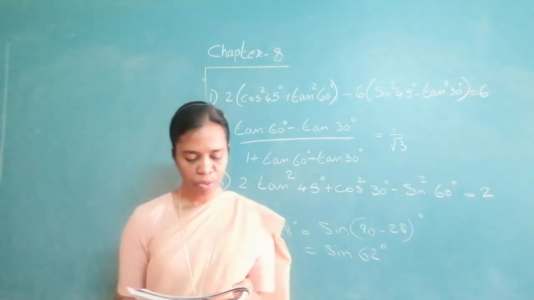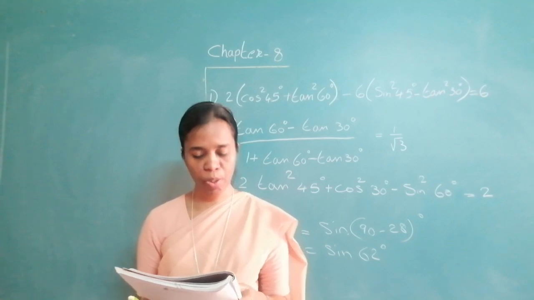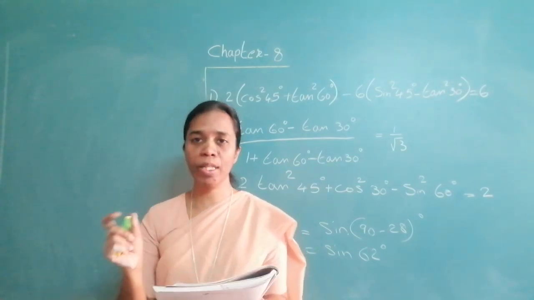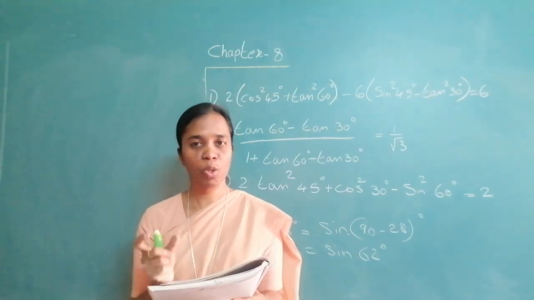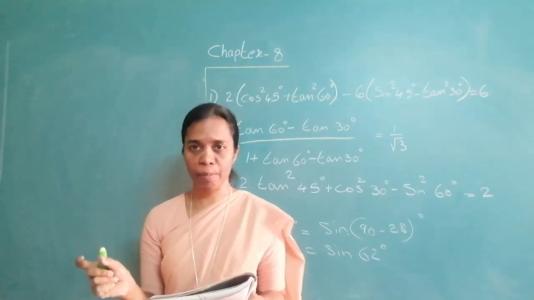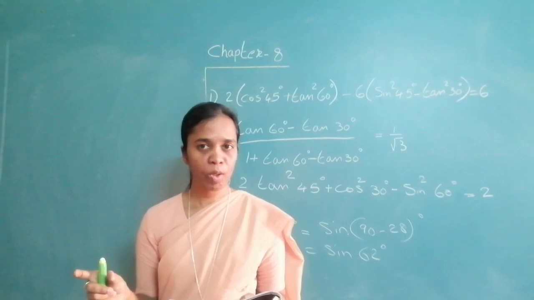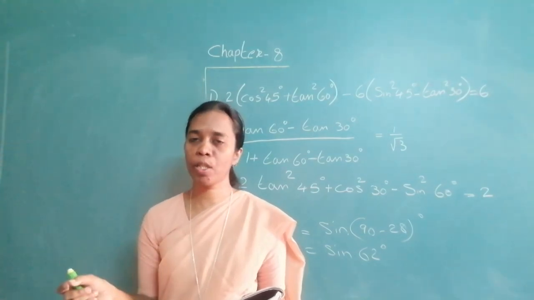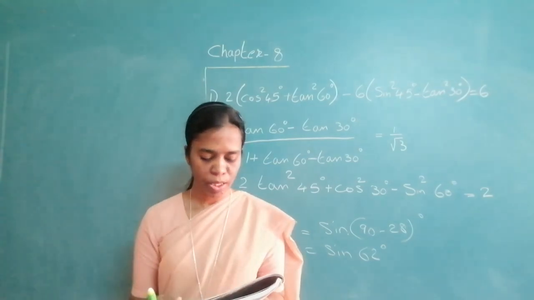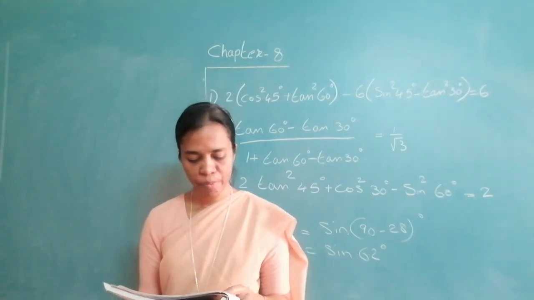Question number 5, fill in the blanks. Sin 20 equal to, you have to write it in terms of cos. So sin theta is equal to cos 90 minus theta. So sin 20 is equal to cos 90 minus 20. And how much is 90 minus 20? 70. So the answer will be cos 70.